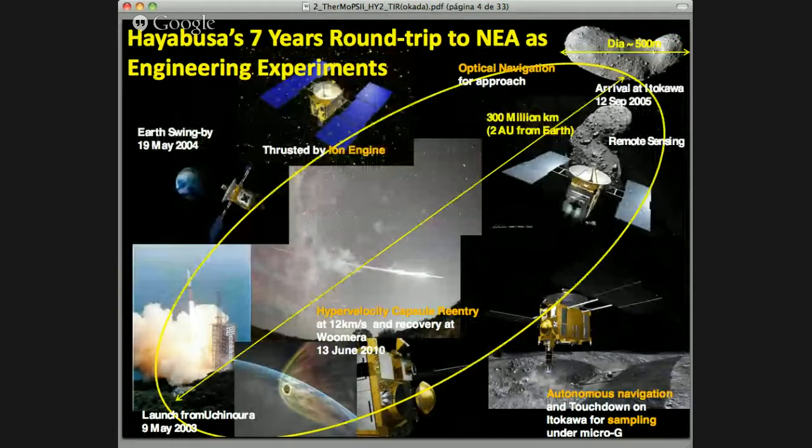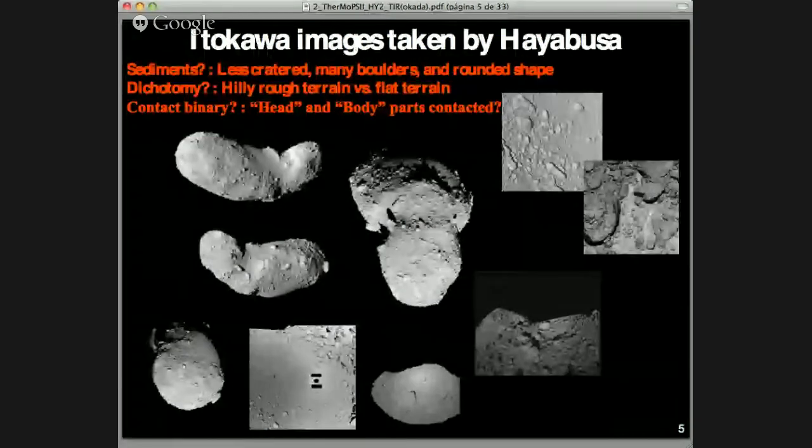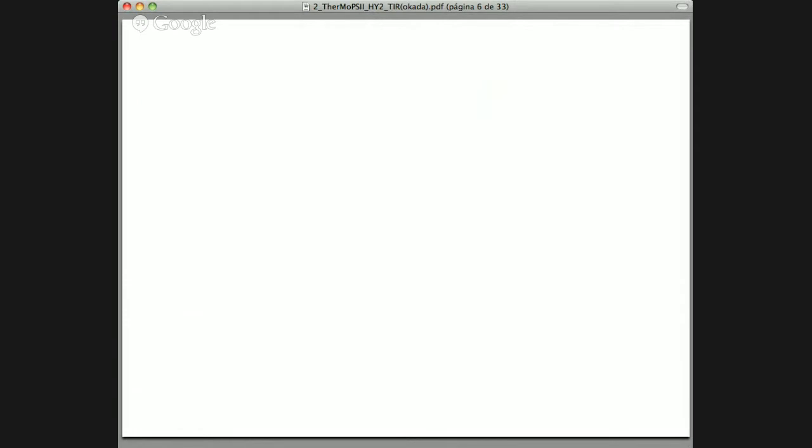Hayabusa was a 7-year round-trip mission to the asteroid Itokawa. It was launched in 2003 and arrived in 2005, with 3 months of observation and touchdown operation for sample collection, and then came back to the Earth. Hayabusa imaged Itokawa, and it's a very interesting body. It's probably a rubble pile object. There are some rough terrains and some flat terrains. And the flat terrains are not covered with fine regolith, but with pebbles, centimeter-size pebbles. So we have many things to learn from the remote sensing observations of the Hayabusa mission.